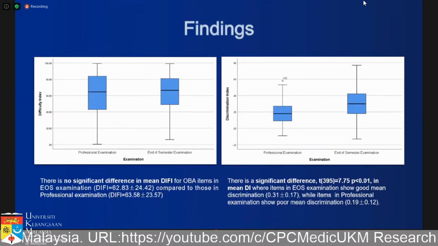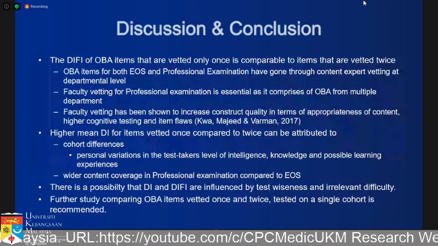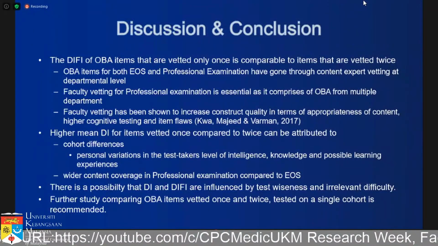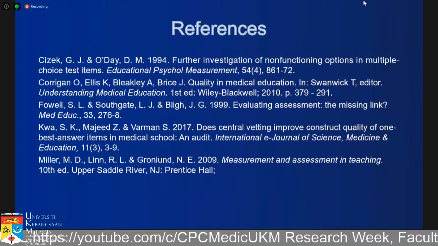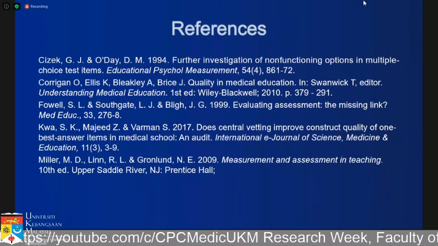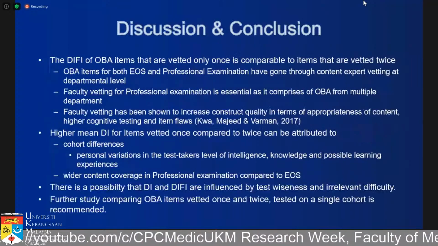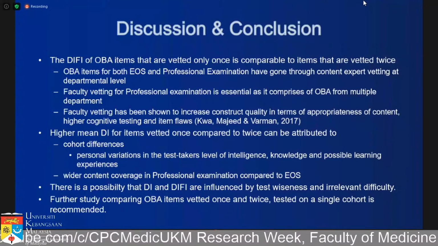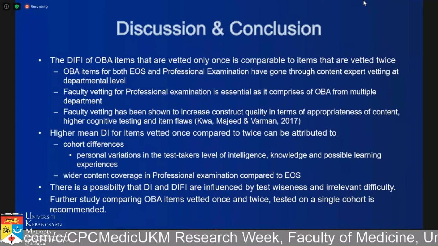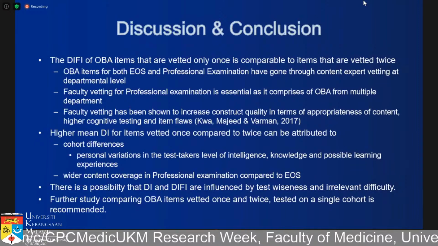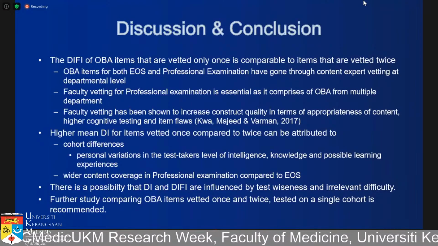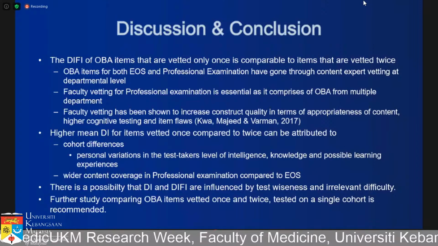The difficulty index, from the result, we can see that the difficulty index for OBA items that are vetted only once in EOS seems to be comparable to those that are vetted twice in professional examination. This can be because both EOS and professional examination actually go through the same content expert vetting at departmental level. The only difference is that professional examination has to go through another level of vetting centrally at faculty level.